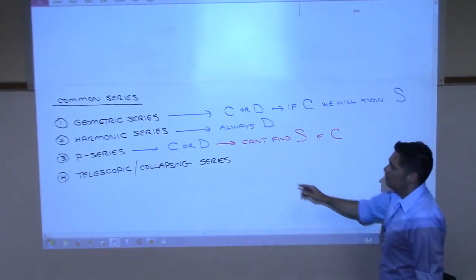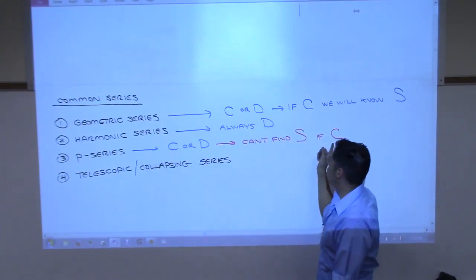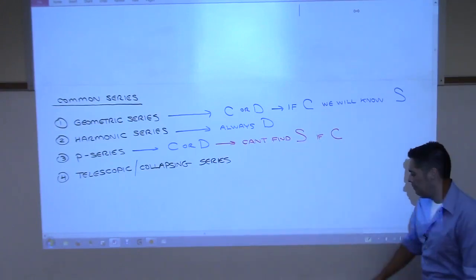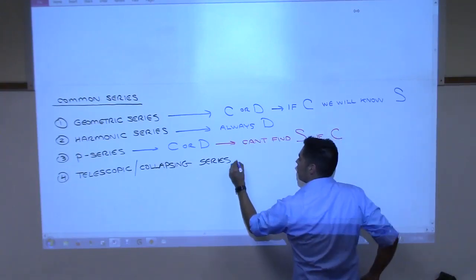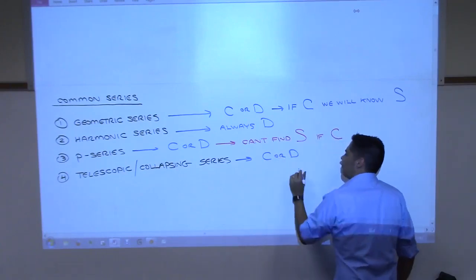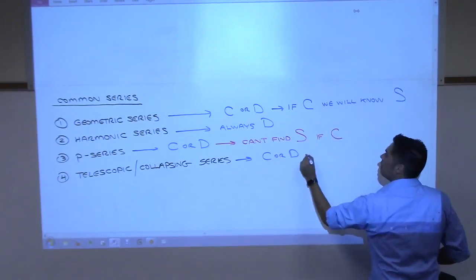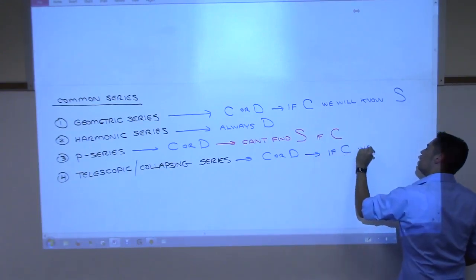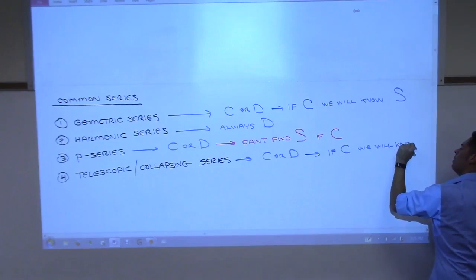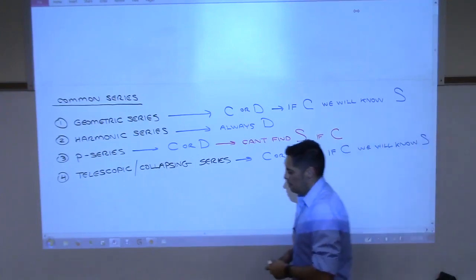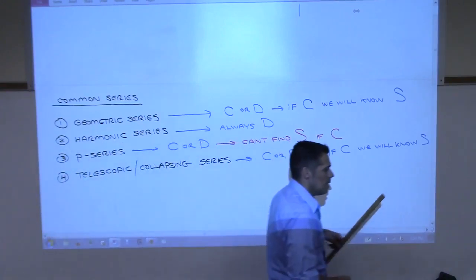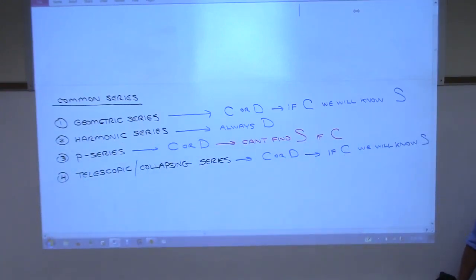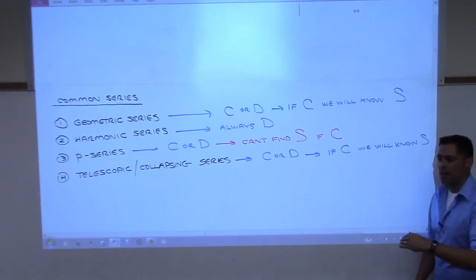So divergence in the P-series, if it converges, then we won't be able to say what it adds up to be. Telescoping is either going to converge or diverge. And there is some good news here: if it converges, we will know what S is. So you have a test in a week, right? This topic will be on that test. And one of the things that I'll probably ask you is to find the sum of a series. I'll give you a series and I will say, find the sum.